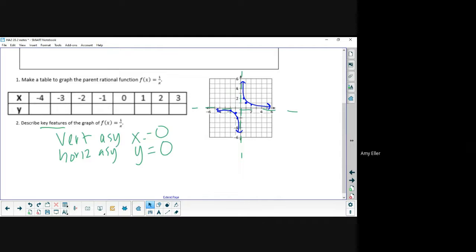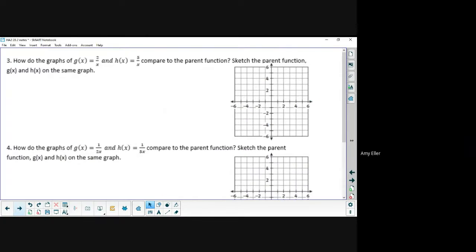Let's look at number 3. How do the graphs of g of x and h of x compare to the parent function? Sketch the parent function and both of them. We will do some of that. We won't do all of that. First, I want to talk about maybe a way to possibly rewrite this.